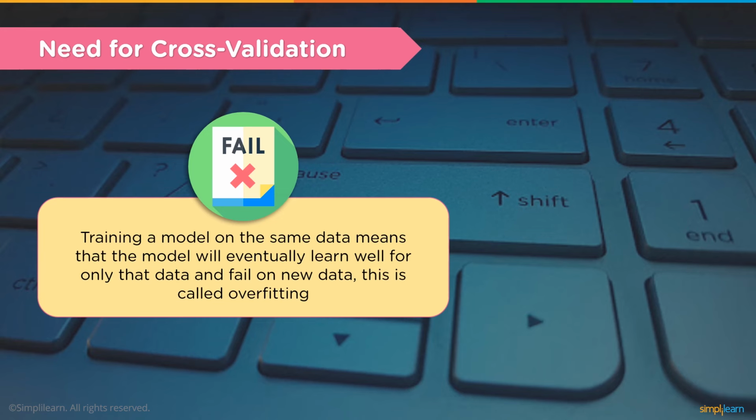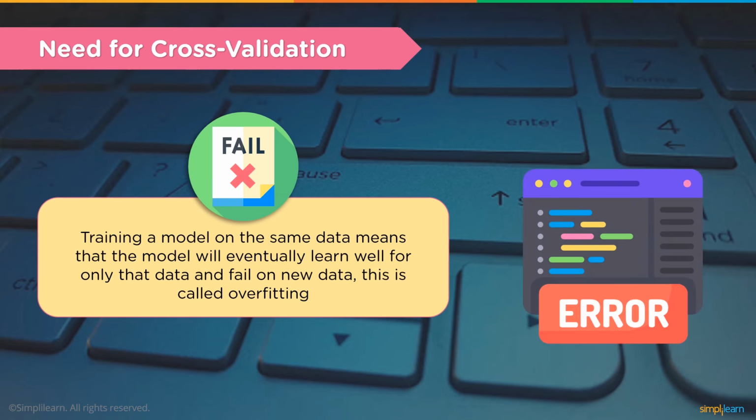So training a model on the same data means that the model will eventually learn well for only that data and fail on new data. This is called overfitting. So you might write a wonderful script. It works great for predicting the failure on loans for a bank, but it only works for the data you already have, not the new data coming in. And that, again, is overfitting, so you're not going to get a good value as to how good your model is going to fit the new data coming in.